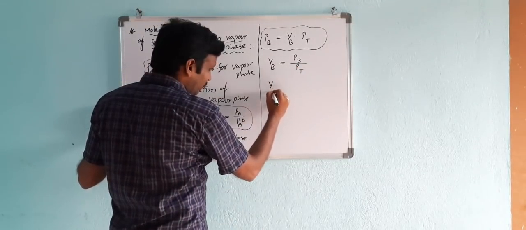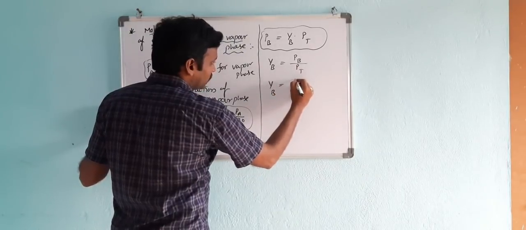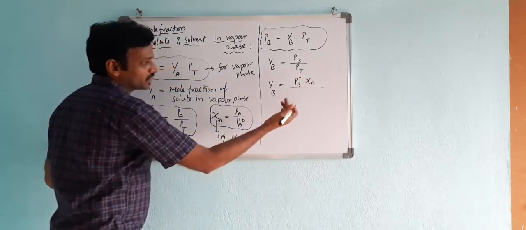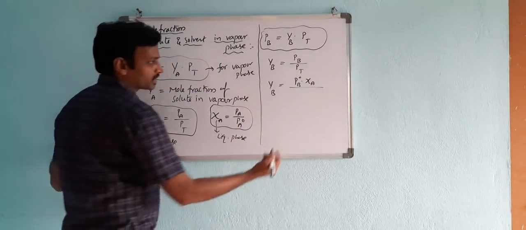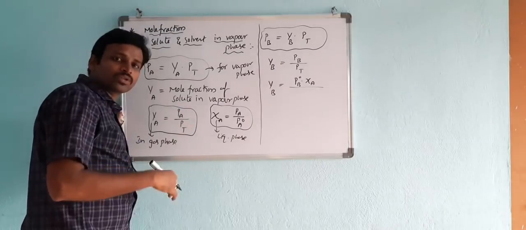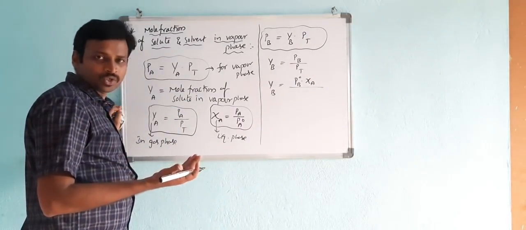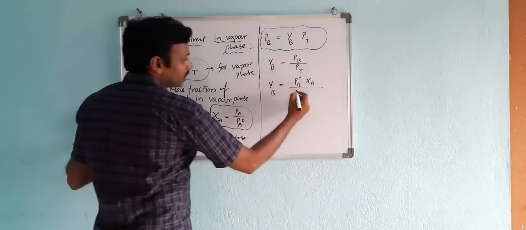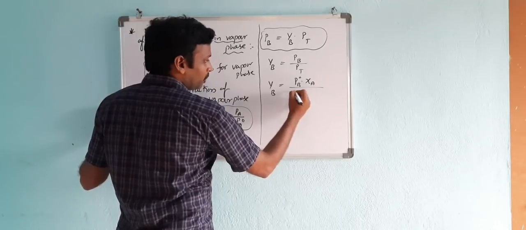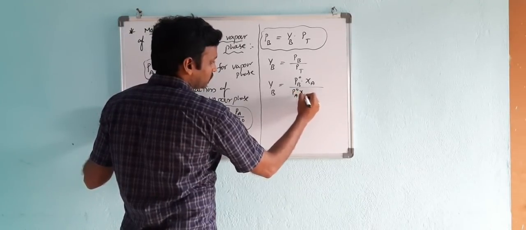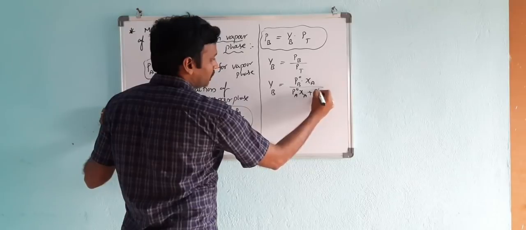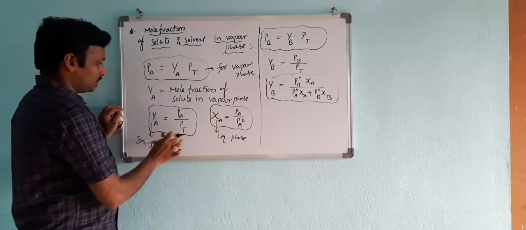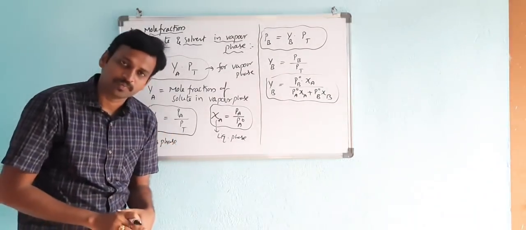And if you want more detail, PB means what? PB naught into xi B. If they have given that these particles are liquid, undergoing liquefaction like that, liquefaction means both liquid molecules as well as vapor molecules are present. Certainly you have to consider this. And P total means both PA and PB. That means PA naught xi A plus PB naught xi B. Both you have to consider. In the same manner you can write here also.